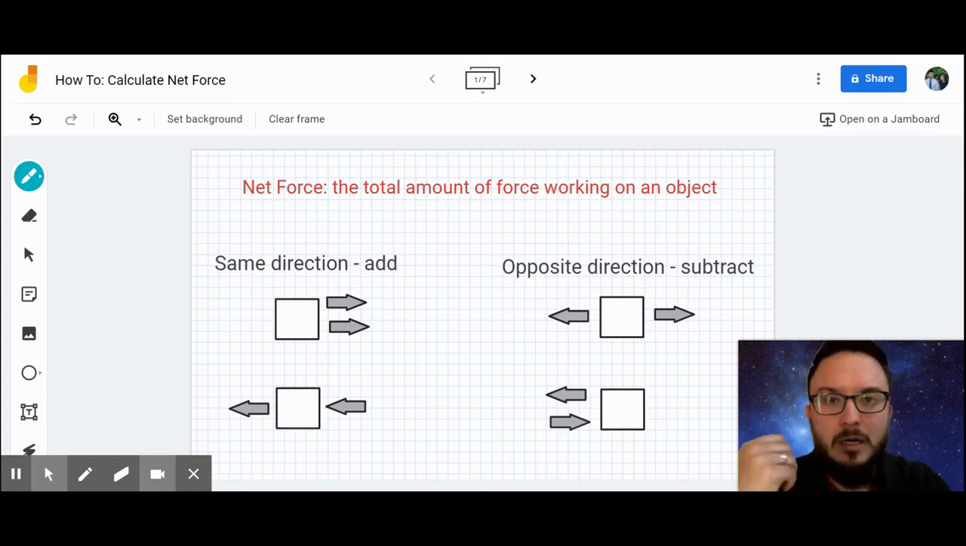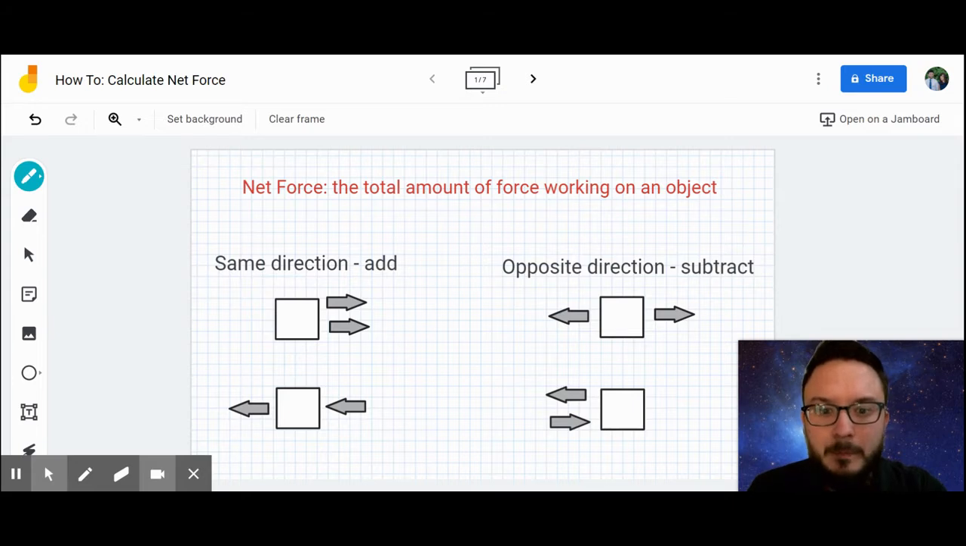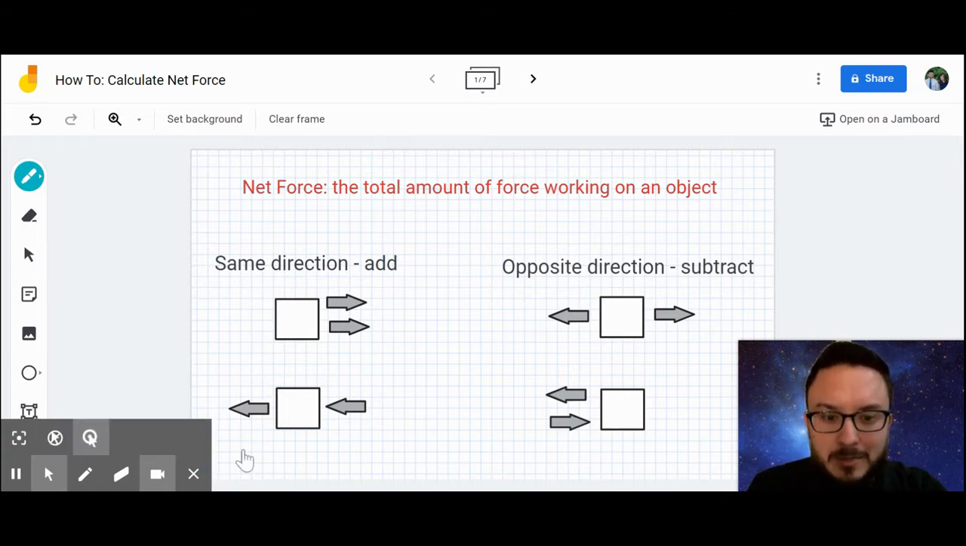It's very simple. All we have to do is either add our forces or subtract them. And we do that by looking at what direction the forces are moving. If they're moving in the same direction, we'll add the forces. If they're moving in opposite directions, then we will subtract the forces. And I included here a couple of examples of what I mean by that.